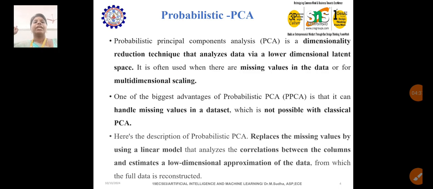Probabilistic PCA replaces the missing values by using a linear model that analyzes the correlation between the columns and estimates a low dimensional approximation of the data, from which the full data is reconstructed. So this is how probabilistic PCA works.